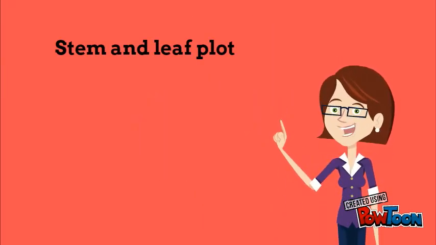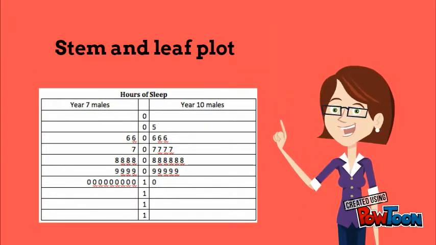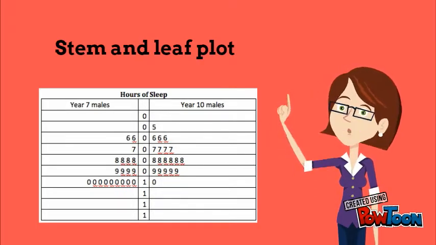The next table created was the double stem and leaf plot. The leaf plot clearly shows the Year 7's column on the left being much more bottom heavy than the Year 10's.